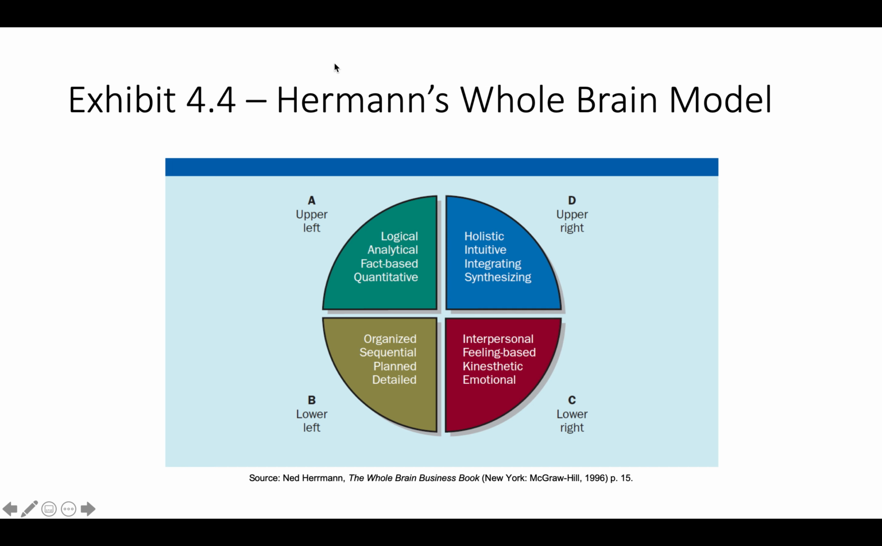The whole brain, and this is your brain right here: the upper left is the logical area. The upper right is the holistic, intuitive. This is the portion of the brain where you try to take individual pieces of data and synthesize it. The lower left is the planning and detailing. This is the linear type of thinking. And then the lower right is the feeling based, where you have emotional intelligence and the affect that we call emotion. So this is how Herrmann would map out your whole brain in those quadrants.